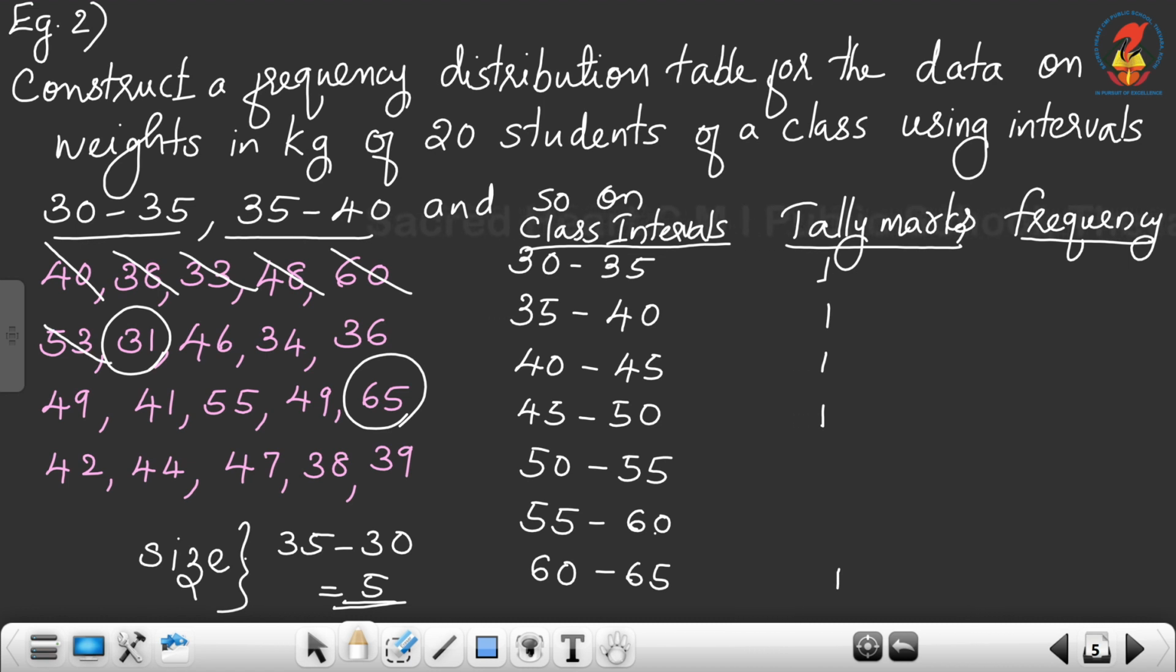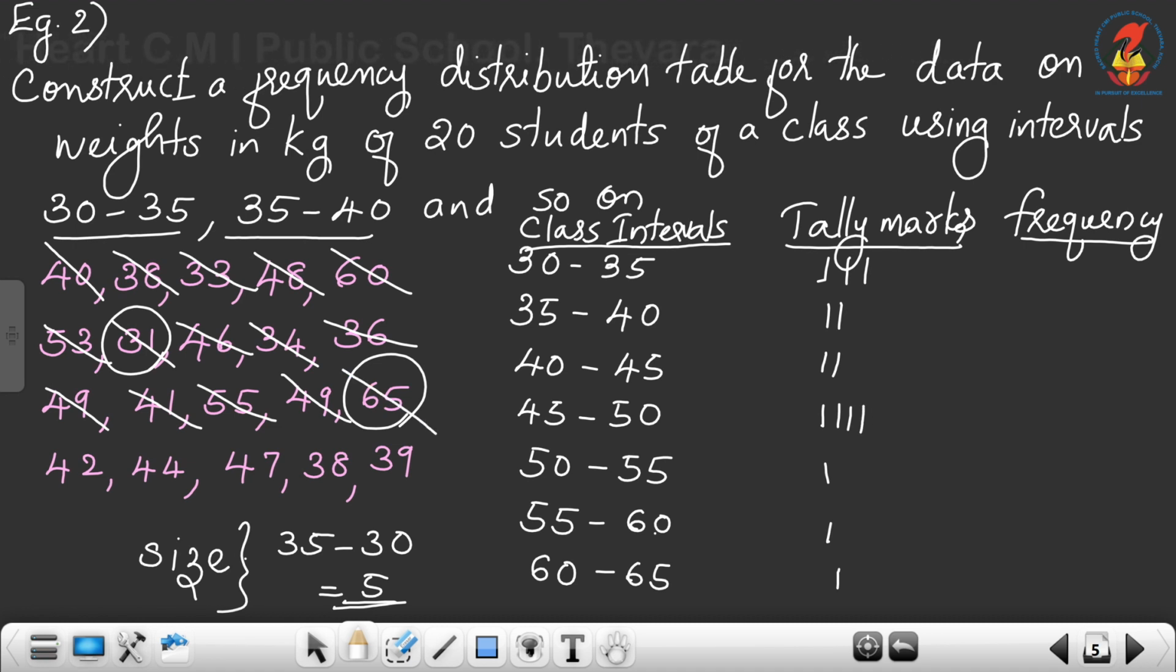Then 53, 31, 46, 34, 36, 49, 41, 55. Where do we mark 55? In the group 55 to 60. Then 49.